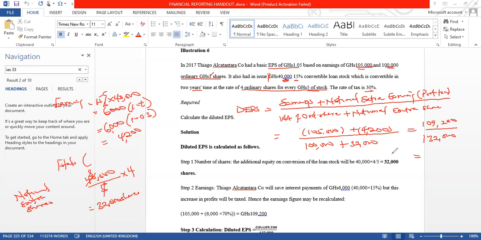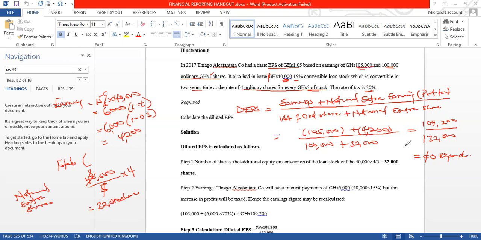Now we've gotten our elements inside the formula. We just need to calculate and get our final answer. You have 109,200 divided by 132,000, and that gives me 0.82 Ghana cedis per share, or 82 pesewas. So that is how you go through it. It's nothing difficult. You just need to put down your formula and fix in your answers. It's as simple as that.